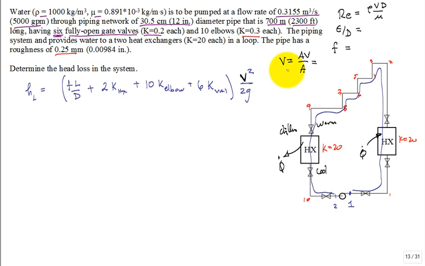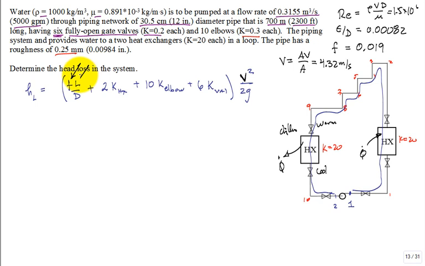So for this problem, to calculate for that volumetric flow rate through that diameter, it's around 4.32 meters per second, which gives me a Reynolds number of about 1.5 times 10 to the 6, which with the relative roughness of 0.00082, get a friction factor of about 0.019. A lot of work, but we do have that friction factor.